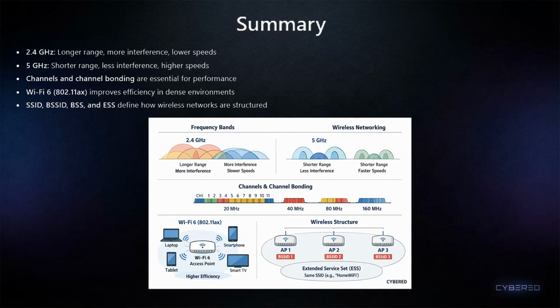Here's the summary for the wireless. So you've got 2.4 GHz: longer range, more interference, lower speeds. 5 GHz: shorter range, less interference, higher speeds. Channels and channel bonding are essential for performance. Wi-Fi 6 improves efficiency in dense environments, and SSID, BSSID, BSS, and ESS define how wireless networks are structured.